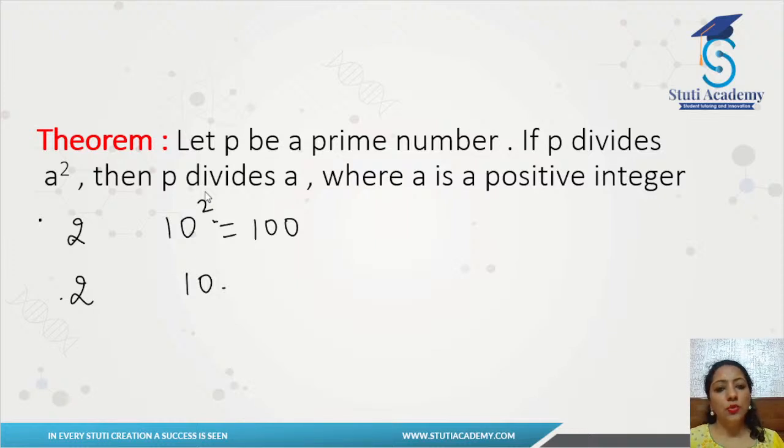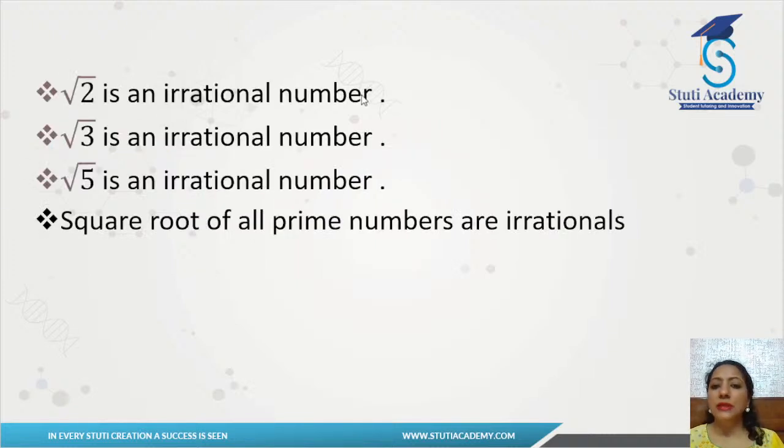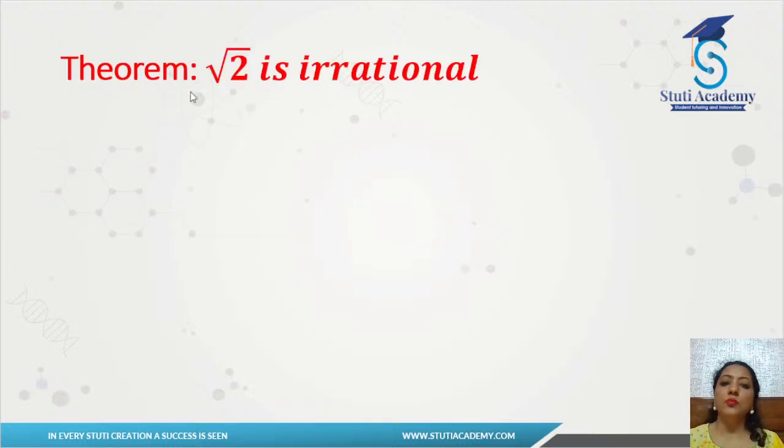Now students, we will be using this concept in the theorem which we'll be proving further. Now, square root of 2 is an irrational number. This we started in grade 9. Square root of 3 is an irrational number. Square root of 5 is an irrational number. In fact, the square root of all the prime numbers is irrational. So we'll be proving the same. We'll start with square root of 2. Square root of 2 is irrational.